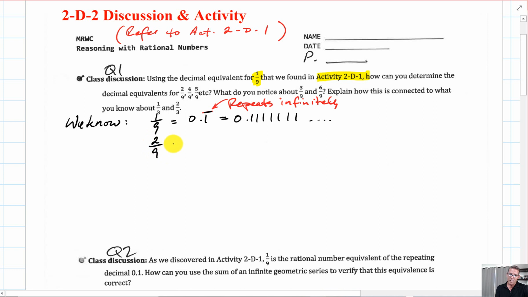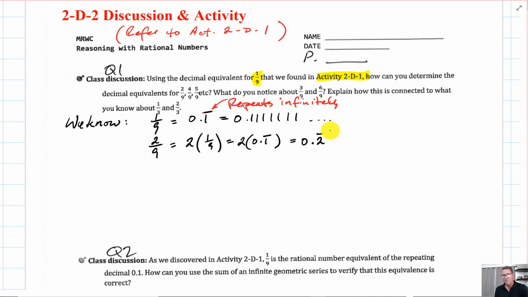So let's do that. 2/9 is equal to 2 times 1/9, right? 2 times 1/9 is 2/9, because 2 times 1 is 2. But we know what 1/9 is, so this is 2 times 0.1 repeating, which should be obvious as 0.2 repeating. Again, you can verify this with a calculator. If you multiply all those infinite 1s by 2, you get 0.2 repeating.